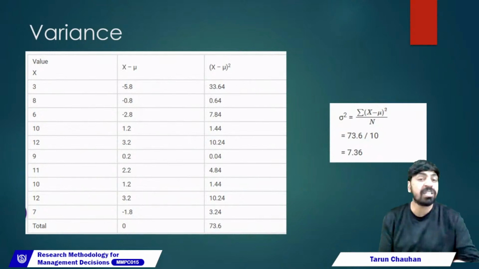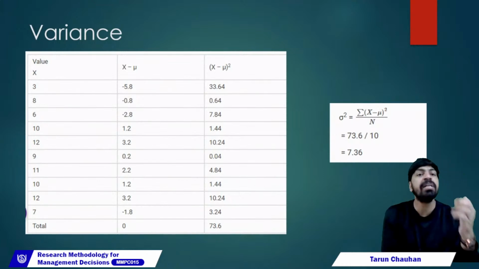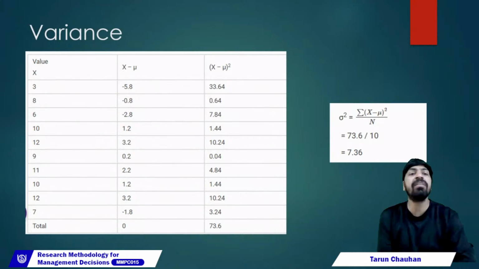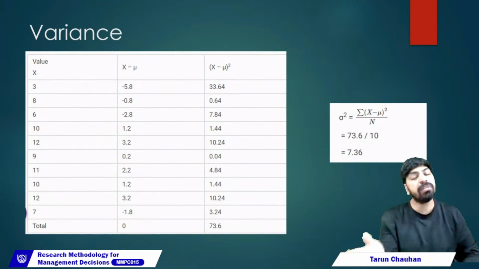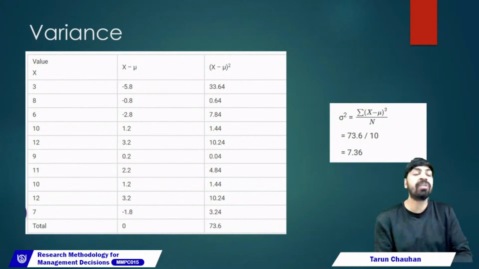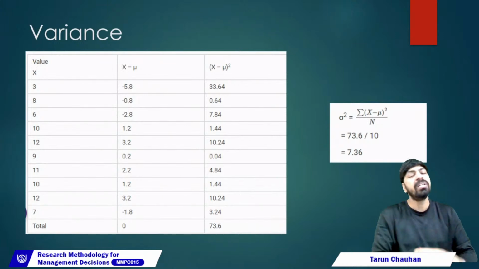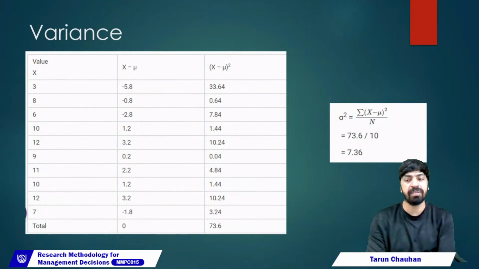So this is the procedure to calculate the variance. First, the individual values of x are given. Subtract the mean from the individual values of x, then square those values one by one, put the total in the formula, and divide by the number of observations, and you will get the variance. Once you get the variance, you can easily calculate the standard deviation. Just take the square root of the variance.